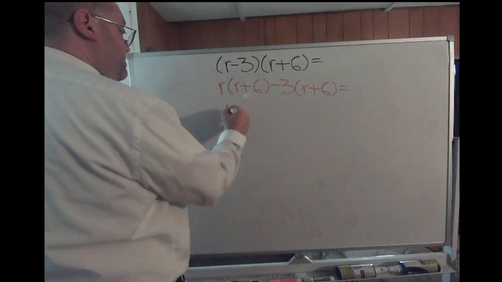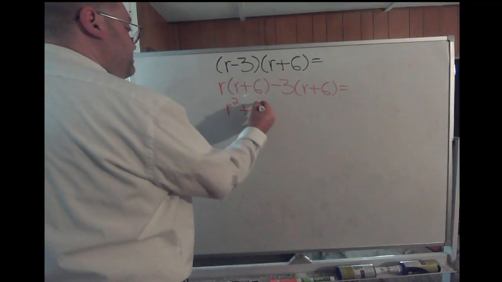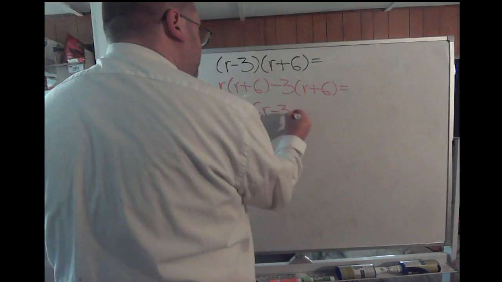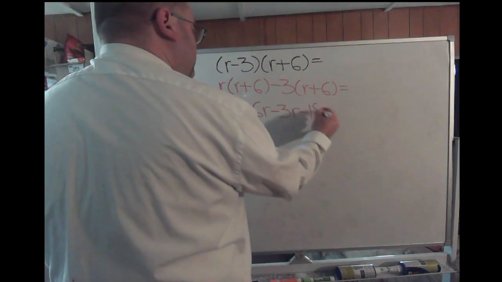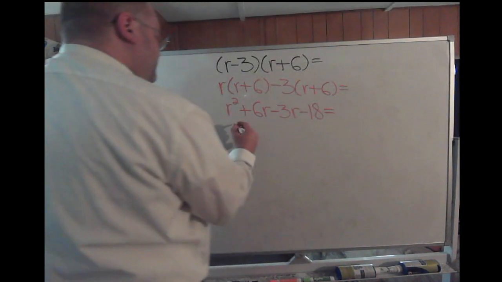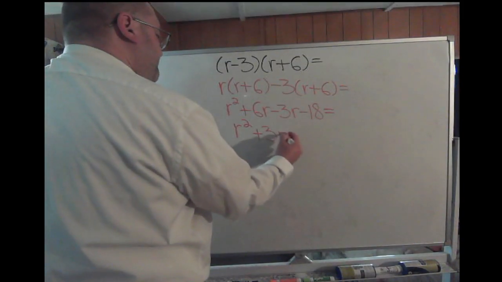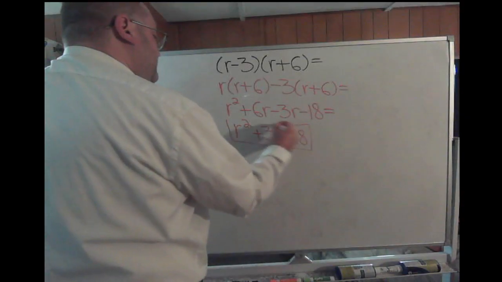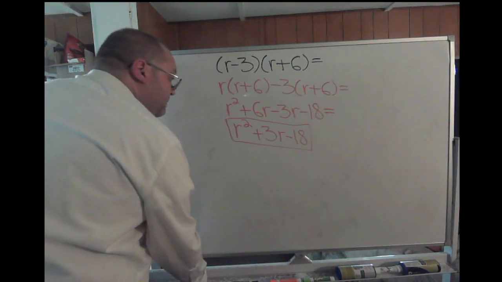R times R, that's R squared. Plus we have R times 6, which would be 6R. Then we have negative 3 times R, that'd be minus 3R. Then we have negative 3 times 6, that'd be negative 18. So now we just simplify the 6R minus 3R. You'll get R squared plus 3R minus 18. That would be your answer, R squared plus 3R minus 18.